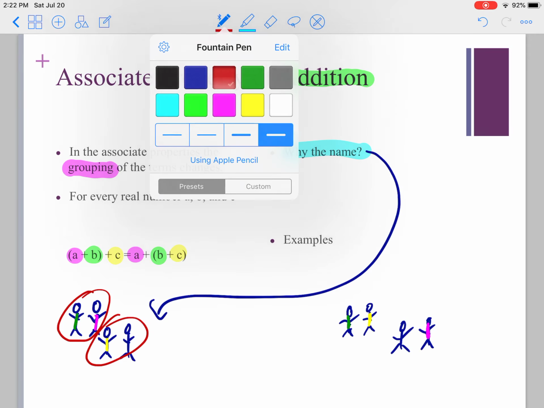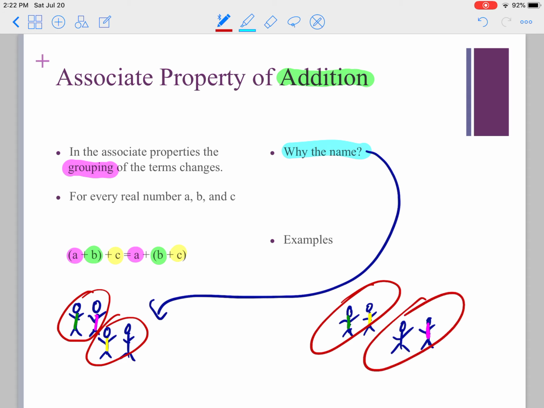So even though the groupings of our friends have changed, there's still 4. The value of them hasn't changed. The total number hasn't changed. So despite how they're presently associating, the total number of friends that are hanging out has not changed. And so that's how you could remember the name associative property.